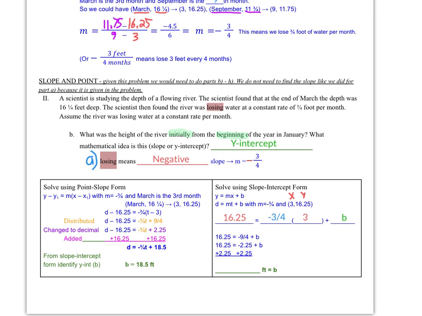But we want them to be the same. So if we have a decimal, easier to keep them as decimals. Or I could turn them both into fractions. In any case, I'm going to add 2.25 to both sides. 16.25 plus 2.25 means that b is 18.5. That means that my starting amount was 18.5 feet for my depth in the beginning of January.